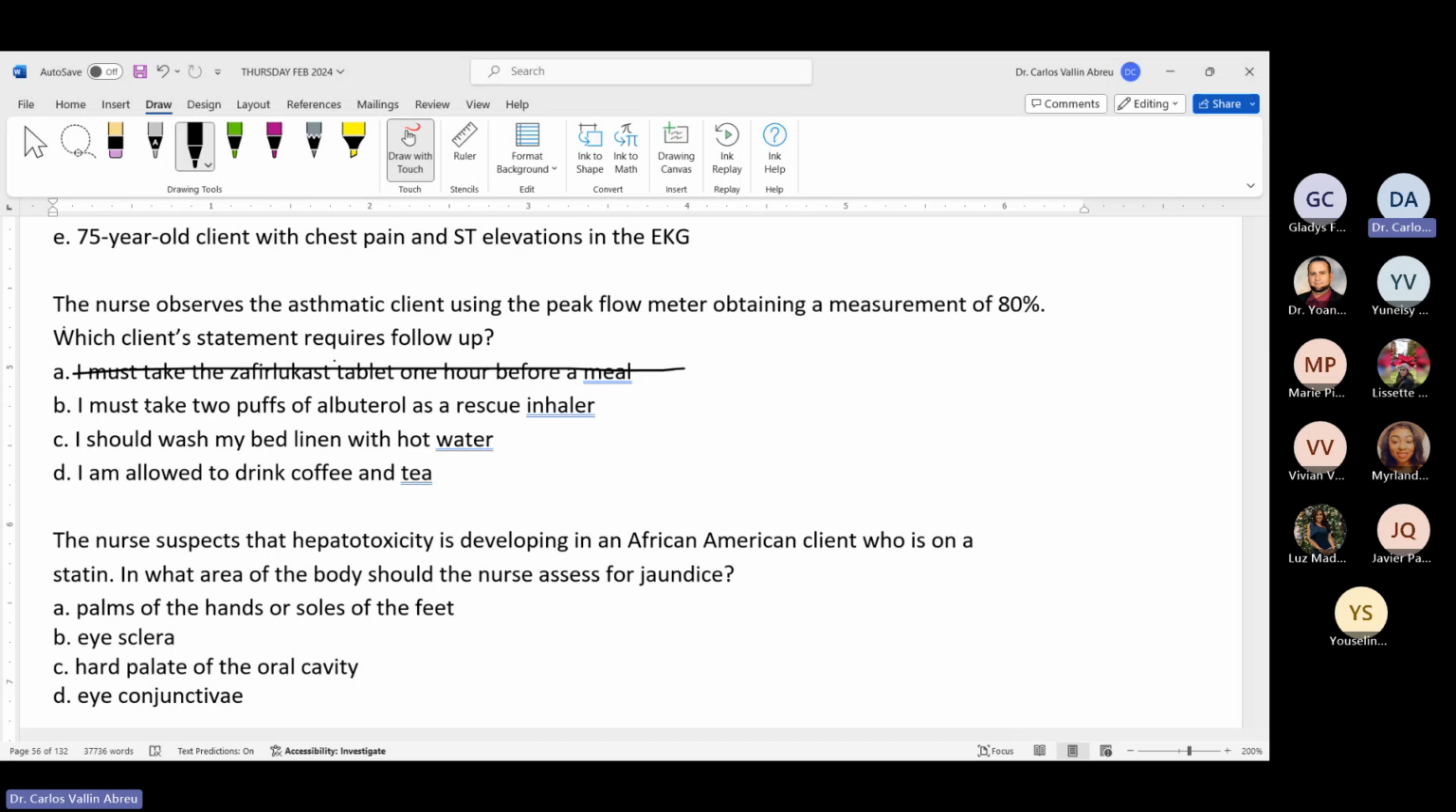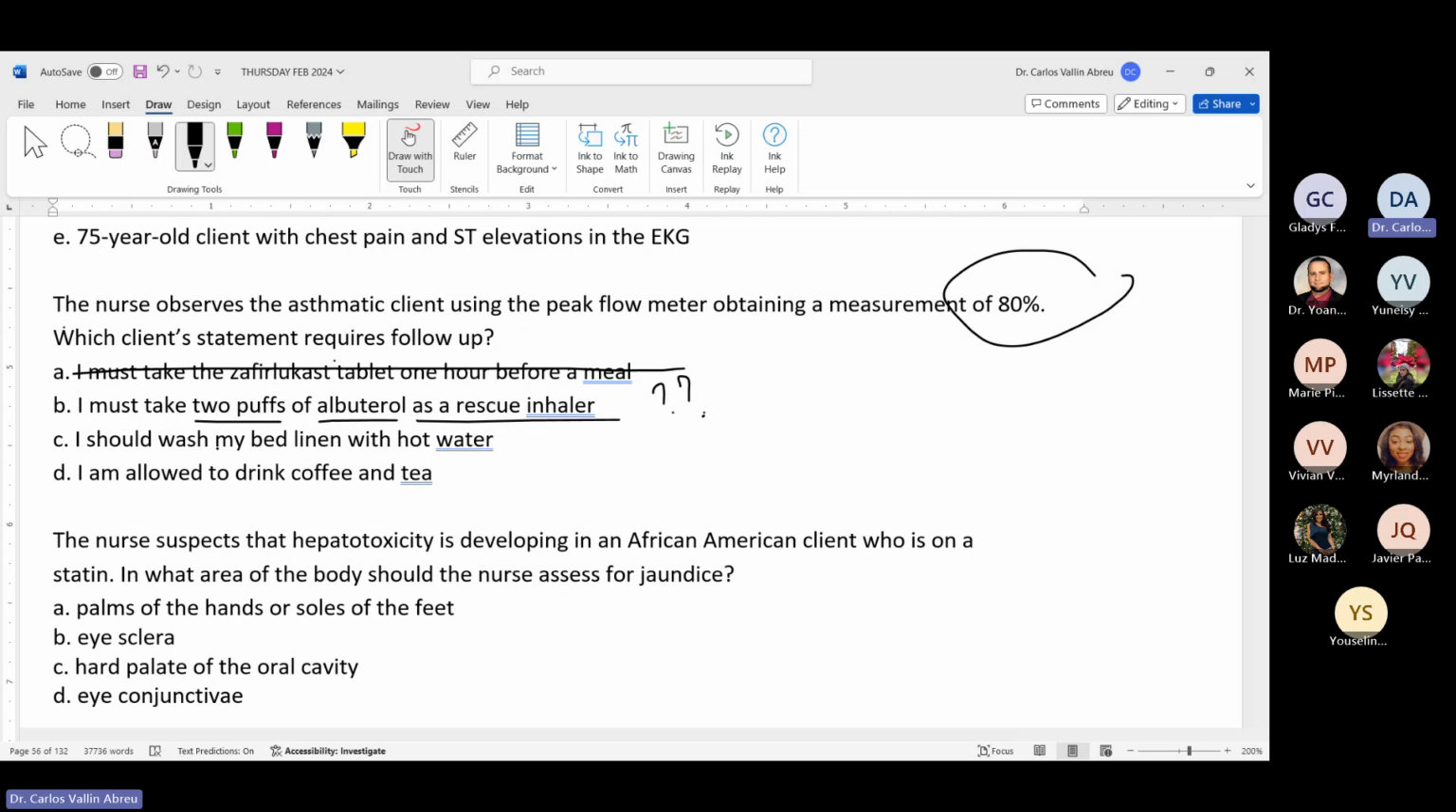I must take 2 puffs, 2 deliveries of albuterol as a rescue inhaler. And the question is why? If the client is not having bronchospasm, and the peak flow meter is normal, then probably this is the problem.